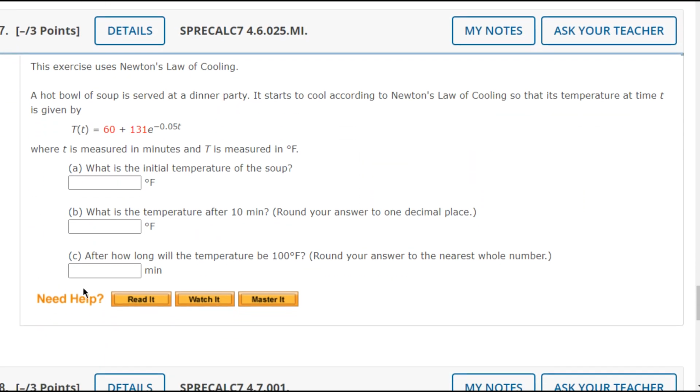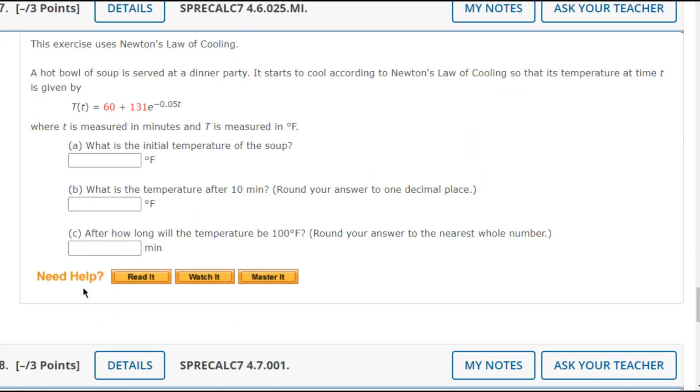This exercise uses Newton's law of cooling. Don't particularly remember that from physics class, but fortunately, they've given us the formula here. Got a hot bowl of soup at the dinner party. We can model the rate at which it cools off with this formula.